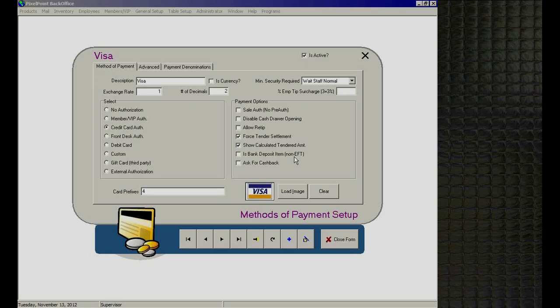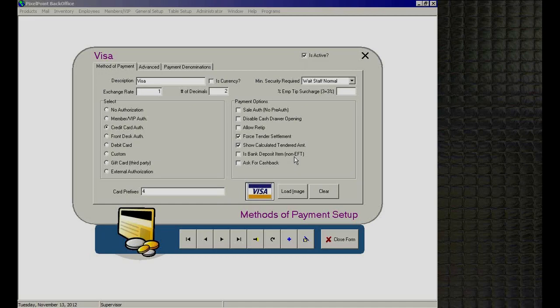PixelPoint has the ability that you can actually monitor, for example, the contents of money going into a safe or several safes. If you've got cash drawer inserts and you have those cash drawer inserts all loaded up with their floats and ready to go, and they're in their own safes. You're also dealing with petty cash as well. You're also making bank deposits and sending money off to the bank. This is all part of the cash management system in PixelPoint. And in here, this is related to that in that we have is bank deposit item non-EFT.